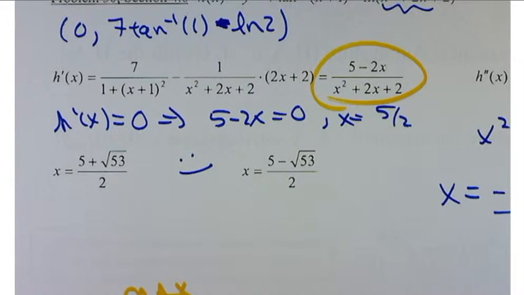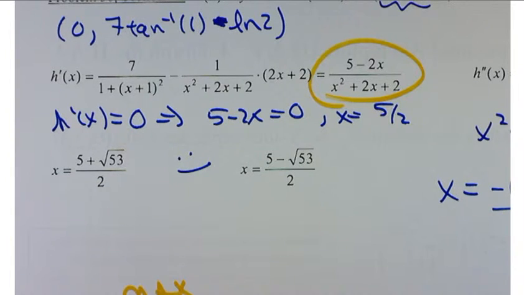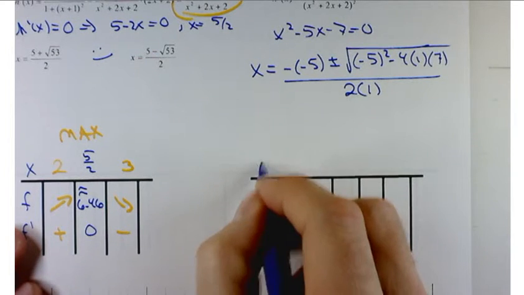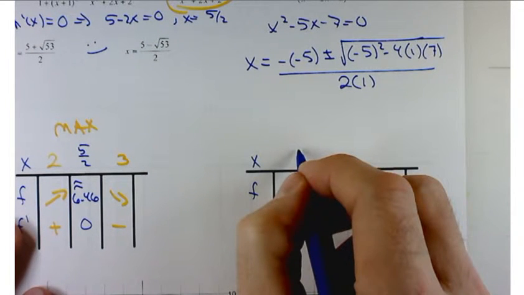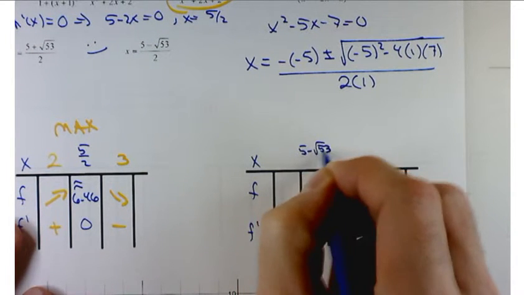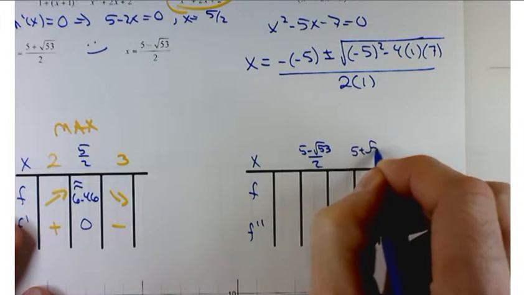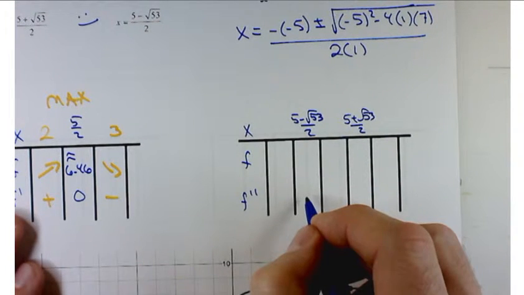All right. Well, let's come up with some numerical values for those, because if you're like me, I don't know what that is numerically. I mean, where are you going to test points? So we're going to put in these two values, make ourselves a little chart: x, f, f double prime. This would be 5 minus the square root of 53 over 2, and this one would be 5 plus the square root of 53 over 2. Second derivative at those points is 0. Might actually want the values here as well.